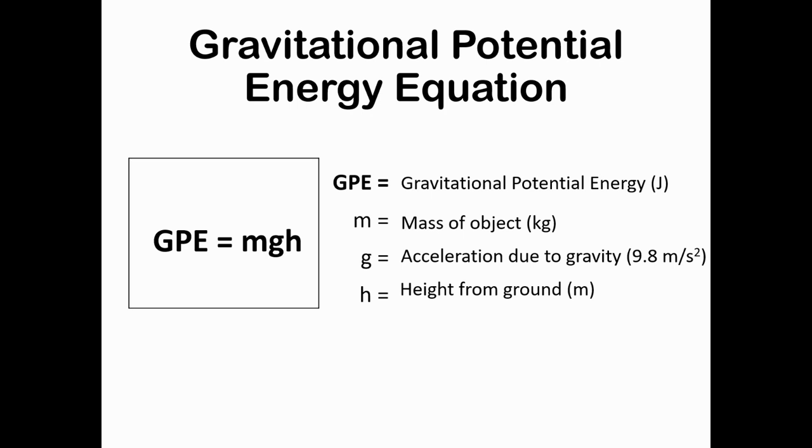H stands for the height from the ground or whatever surface you could potentially fall to. And we measure that in meters, and that is abbreviated M.